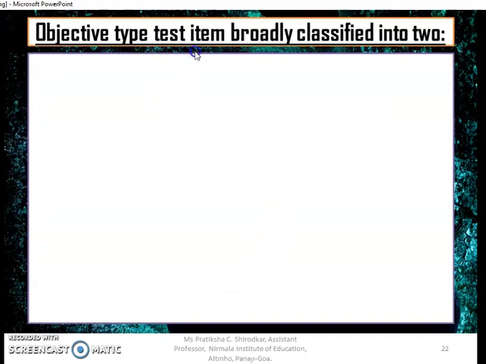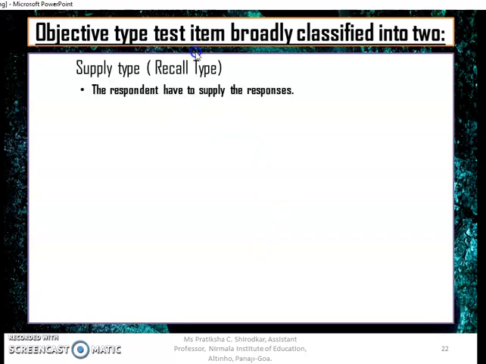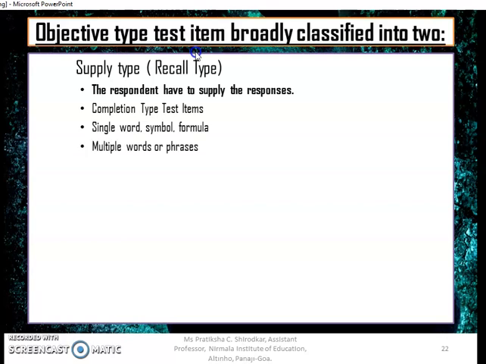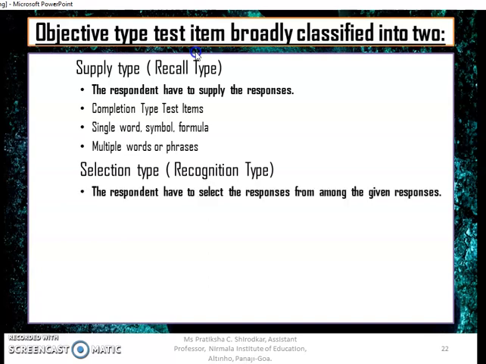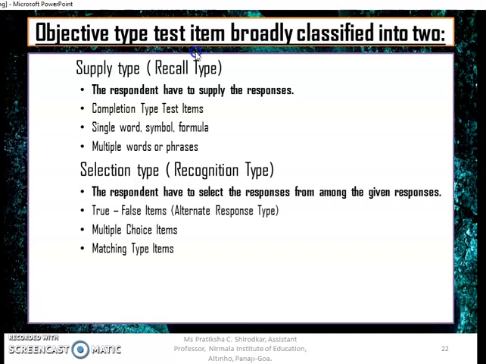Now, again, objective type test items can be broadly classified into two that we just saw, that is supply type, which is also called recall type, which involves a short answer. The respondents have to supply the responses, like completion type test items, single word, symbol, formula, multiple words or phrases. Second one is selection type, which is also called recognition type. For example, true and false items, multiple choice items, matching type items. Then content dependent type items, which include pictorial and interpretative.